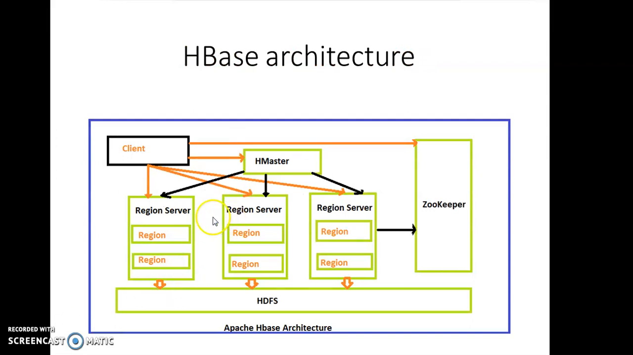When a region server receives write and read requests from the client, it assigns the request to the specific region where the actual column family resides. However, the client can directly contact the region servers. There is no mandatory need for HMaster's permission for the client to communicate with the region server. The client requests HMaster's help when operations related to metadata and schema changes are required.